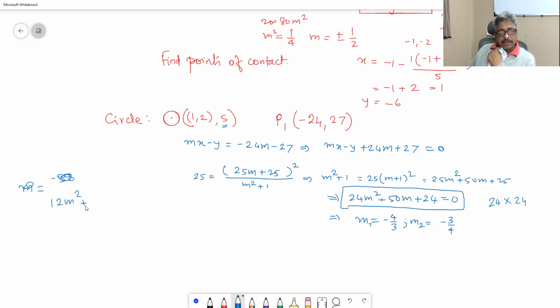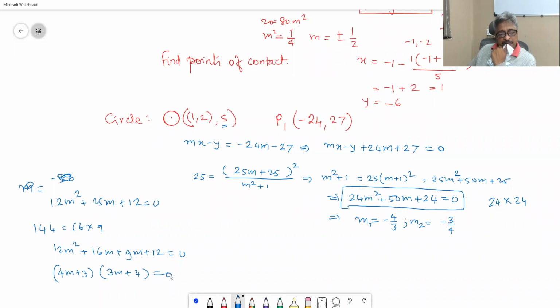12m square plus 25m plus 12 is equal to 0. So 144 is 16 into 9. So 12m square plus 16m plus 9m plus 12 is equal to 0. Therefore, (4m plus 3)(3m plus 4) is equal to 0. That gives you m1 is equal to this and m2 is equal to this, and you get two tangents.